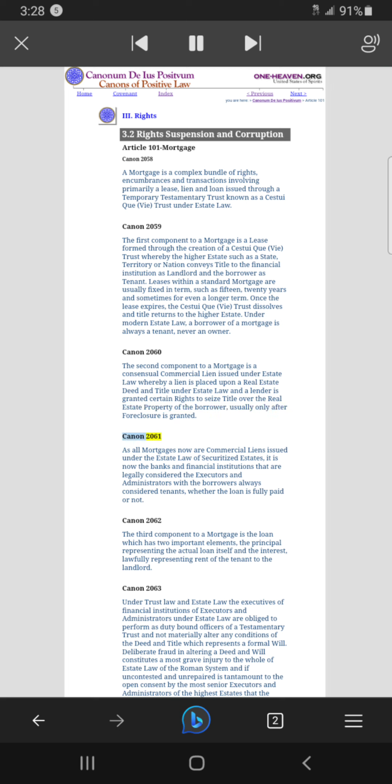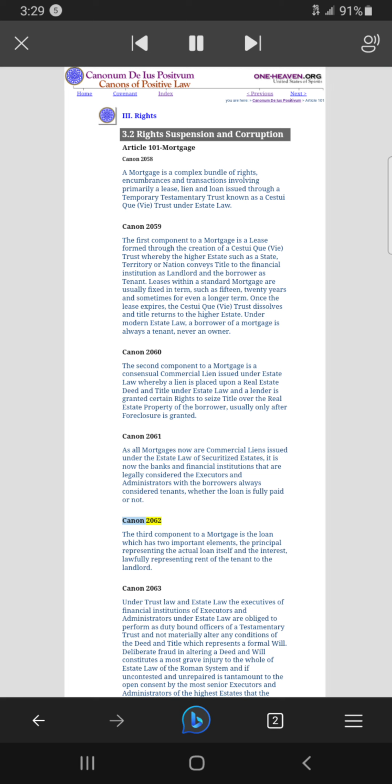Canon 2061. As all mortgages now are commercial liens issued under the estate law of securitized estates, it is now the banks and financial institutions that are legally considered the executors and administrators, with the borrowers always considered tenants, whether the loan is fully paid or not.